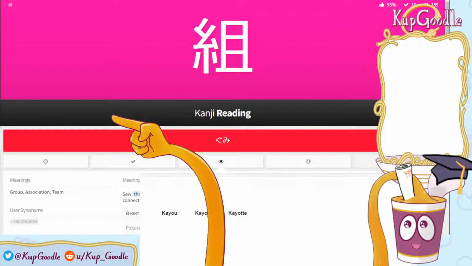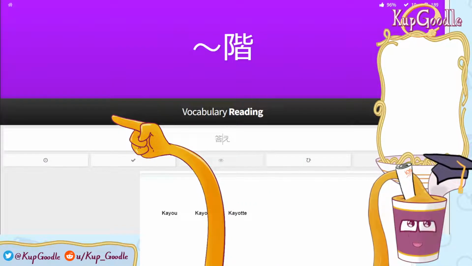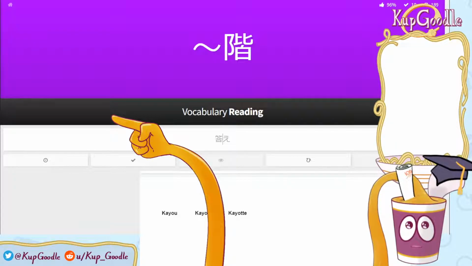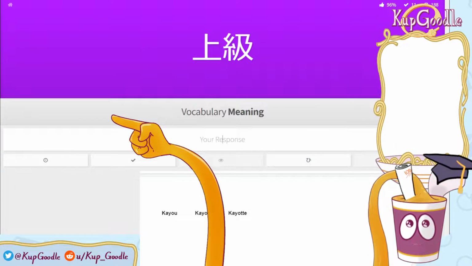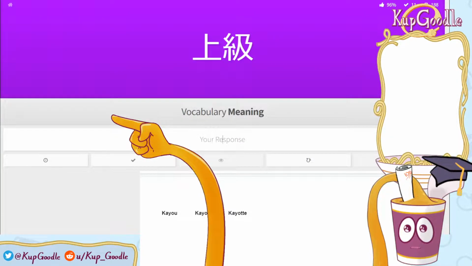That's lame. Kai. Jokyu. Jokyu. That means upper level. High level.